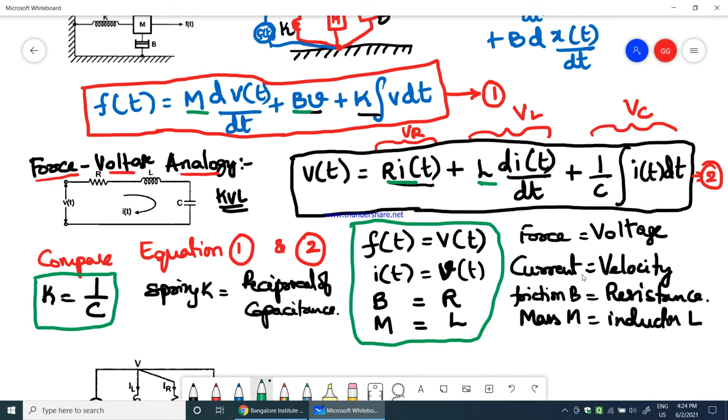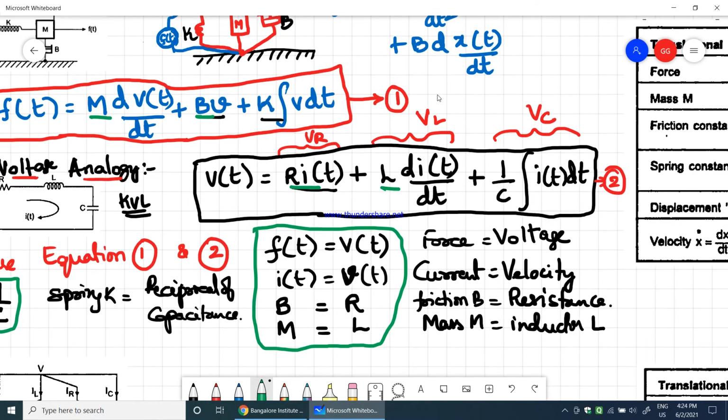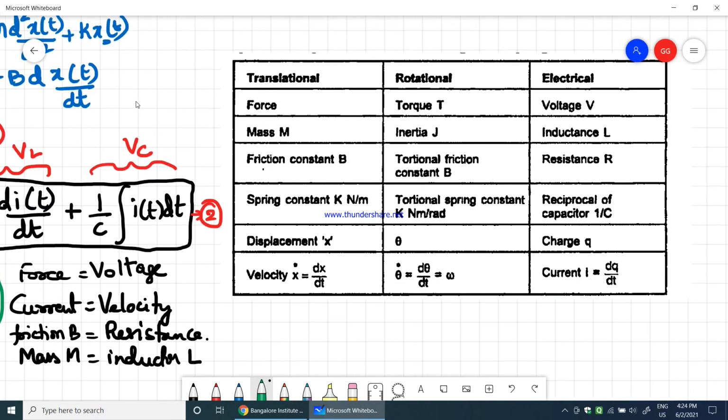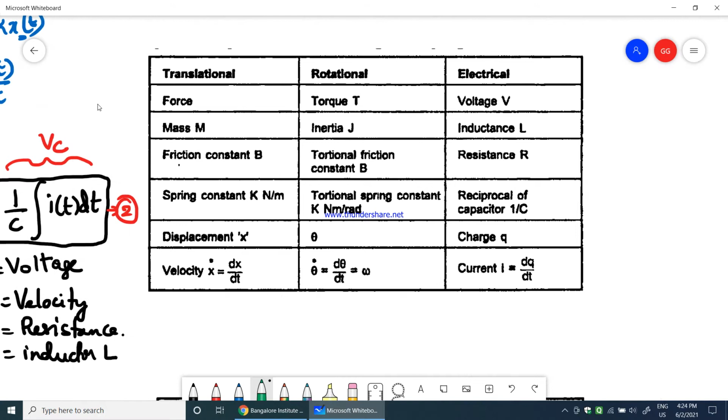Okay, so the same comparison, I'll just show you in a proper table here. This is the table which you can see here. Even in the rotational system, this is the rotational system, and this is the translation system, and this is the electrical equivalent that we write.